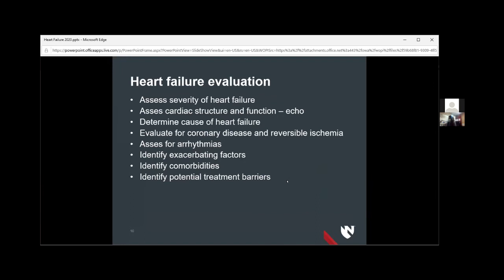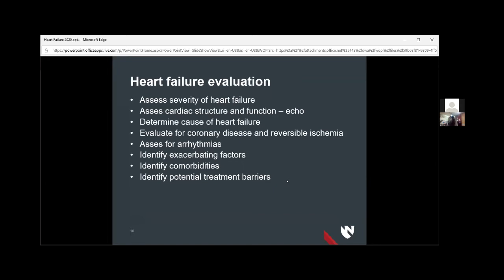When we first see a patient that we suspect has heart failure, first you want to assess for severity. You need to look at cardiac structure and function, which is an echocardiogram, or as Dr. Syed, I caught the end of his talk, talking about cardiac MRI or even CT. We don't use CT very often because we're not really interested in vessels. We're more interested in myocardium, which the MRI gives you a much better view of.